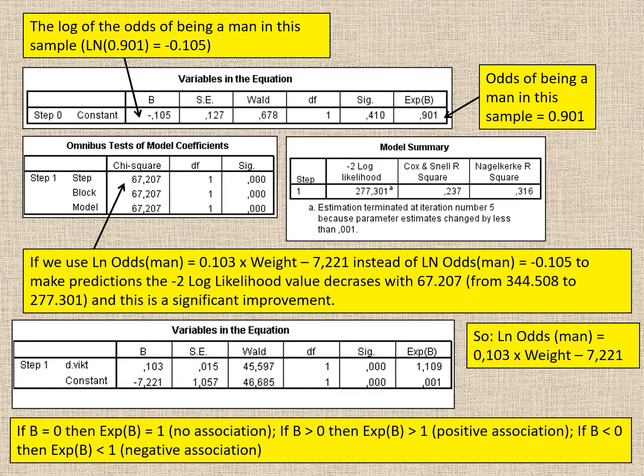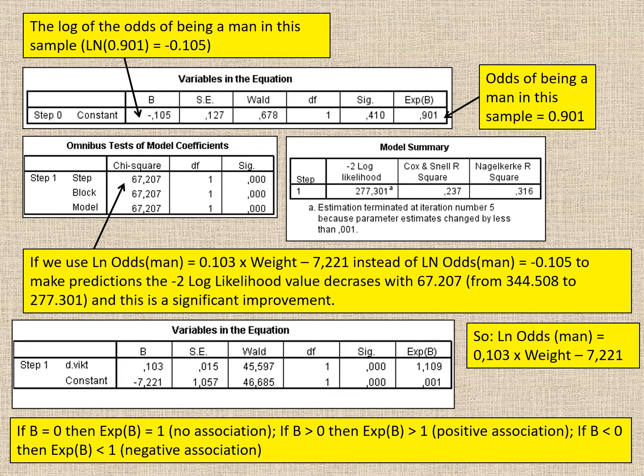What does the intercept mean in regression analysis? Yes, what did you say there? Yes, it's when weight is 0, the odds of being a man. Can odds be -7? No. So it's not the odds of being a man. The natural logarithm of the odds of being a man, if you weigh 0 kilos, is predicted to be -7.